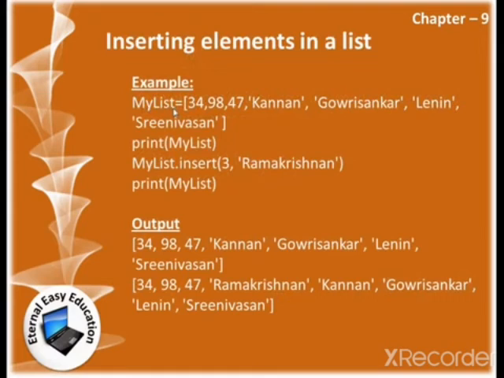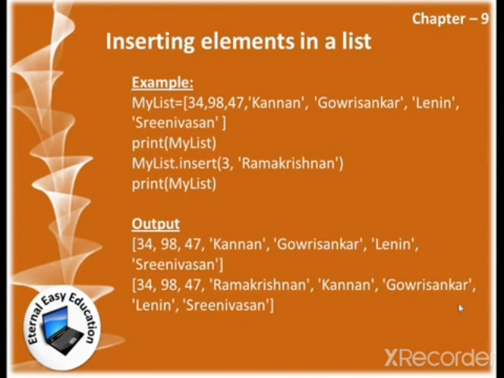So my list is given as 34, 98, 47 and names Kannan, Gauri Shankar, Lenin, Srinivas. They are asking to print at the third position. So what is the meaning of third position? 0, 1, 2, 3. So the value should be before the Kannan. Am I right? In the third index value the name Ramakrishnan is added. That means 0, 1, 2, 3. So here Ramakrishnan should become the third, and Kannan will be moved forward.